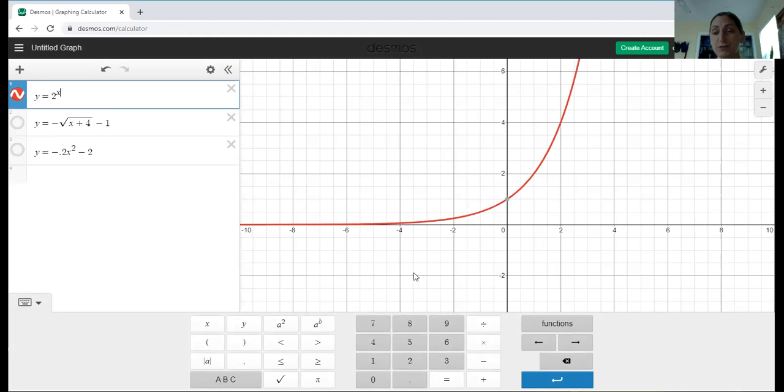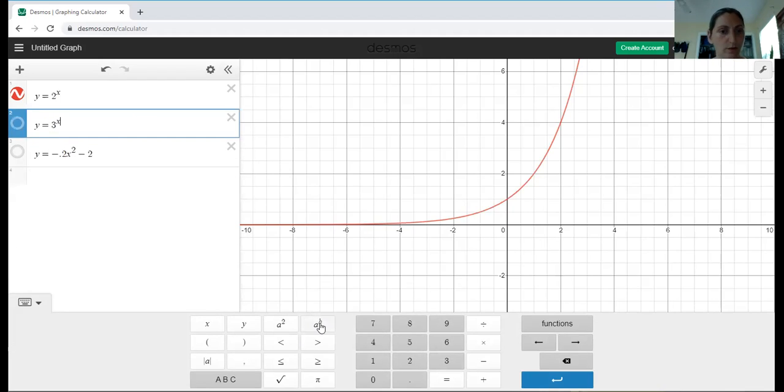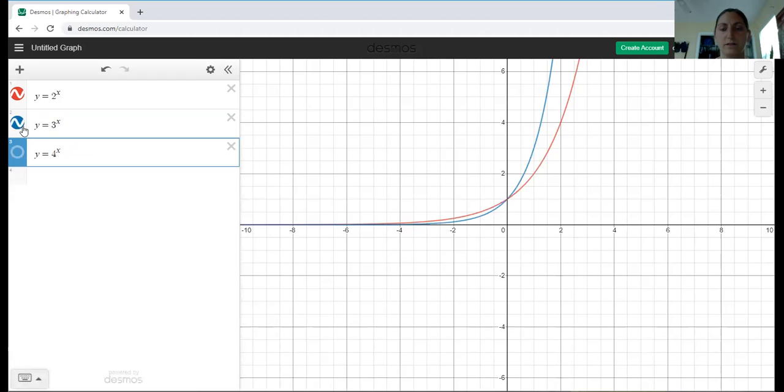So you'll notice things about exponentials. First thing I want you to notice is what happens when we take y equals 2 to the x, and instead of 2, we change the base. Let's make it 3 to the x. And let's make this one 4 to the x. Okay, here's 3 to the x. And here's 4 to the x. They're getting steeper. But they have one thing in common. They're going through 1 as their y-intercept.